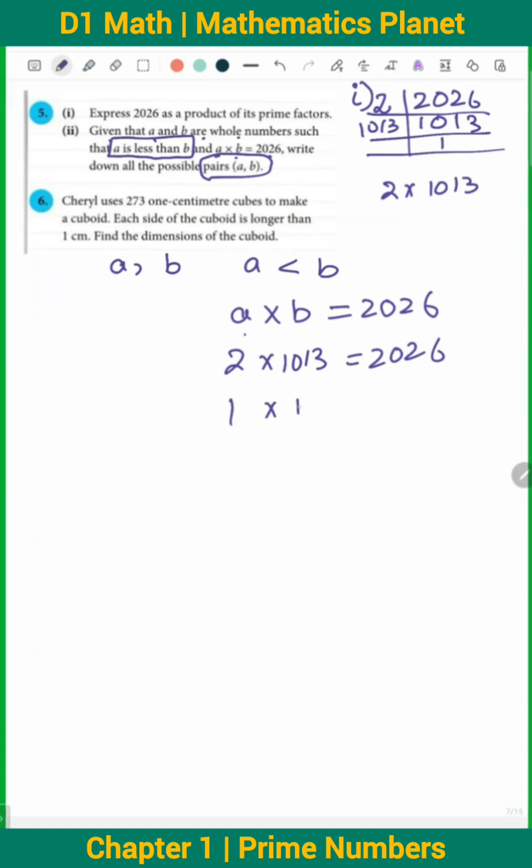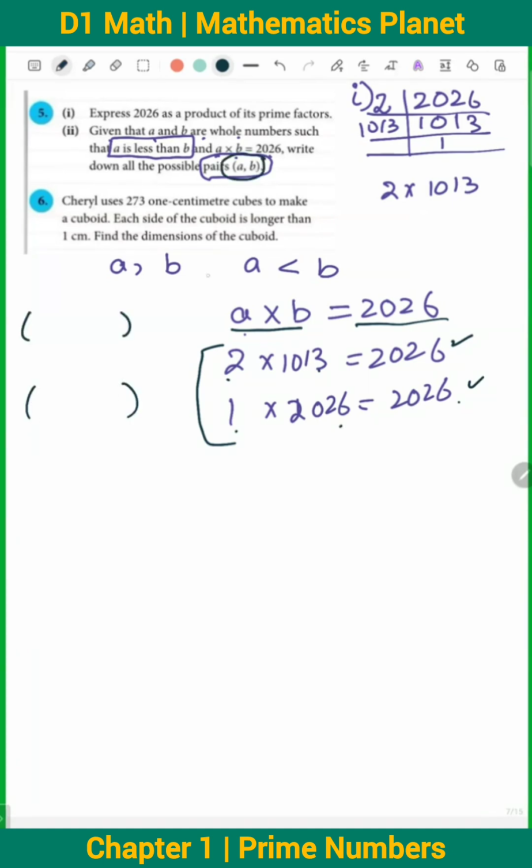1 times 2026 will give you 2026. So you have only two options because they're saying A multiplied by B is equal to 2026. 2 multiplied by 1013 is 2026 and 1 multiplied by 2026 is 2026. Now we have to make the pairs such that A should be less than B. First element should be less than the second element. So 2 is less than 1013, so the first pair is (2, 1013). 1 is less than 2026, so (1, 2026). So this is all about prime factorization and writing in the form of pairs, nothing else.